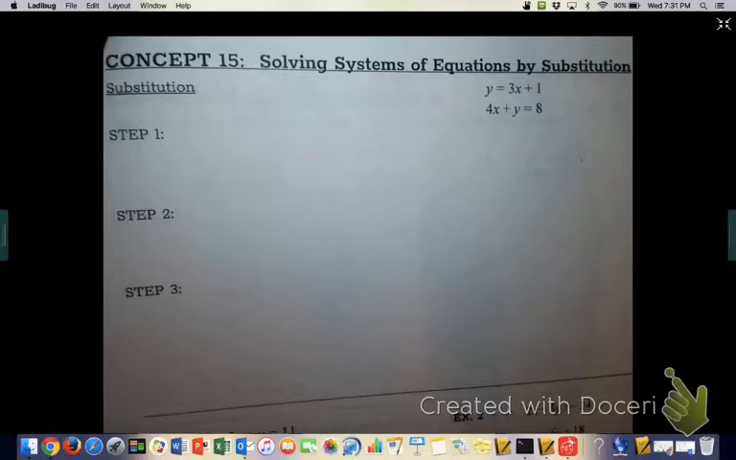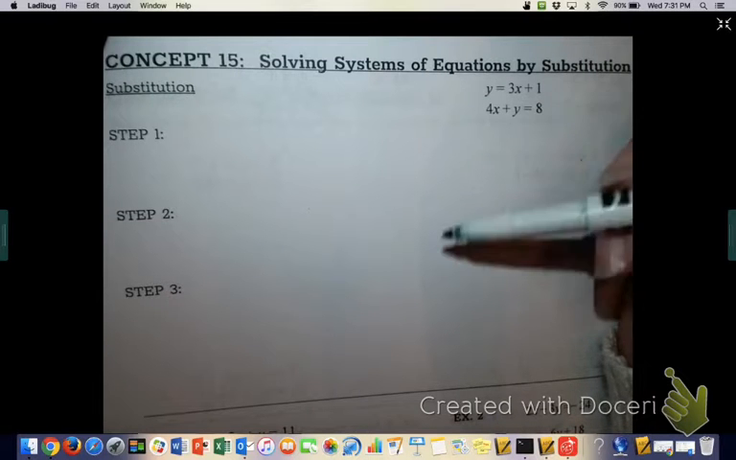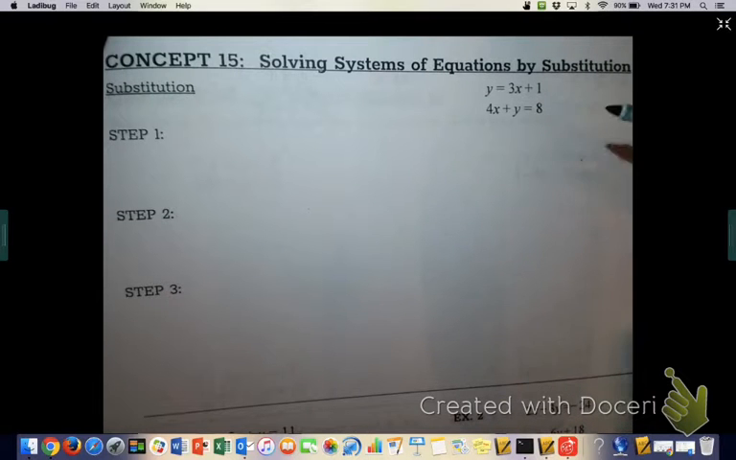Okay, for concept 15, we are going to learn about substitution. This is just a second way to solve two sets of equations. And remember, when we say solve, I mean to tell me where they're going to intersect. The difference is, on these, I didn't give you any graphs. So you're going to have to do it a different way. And that way is called substitution.